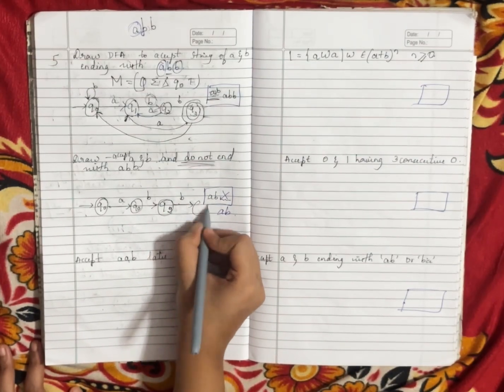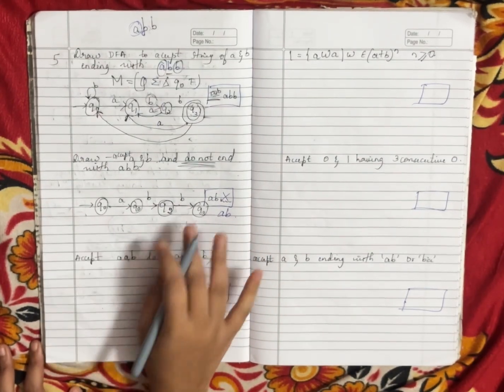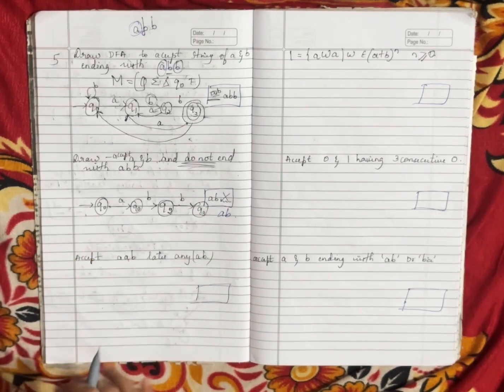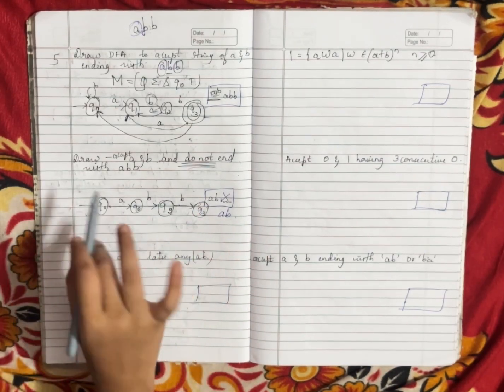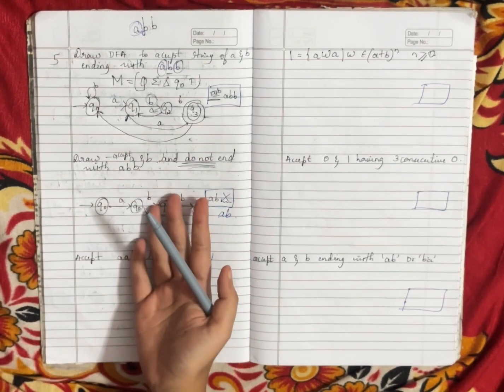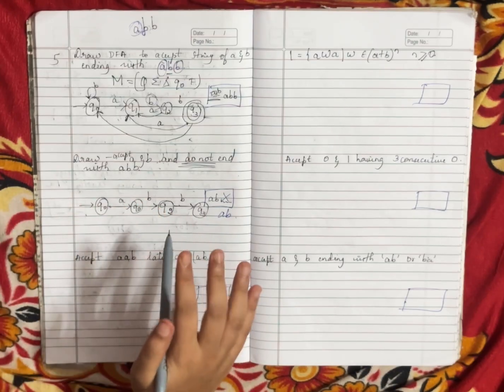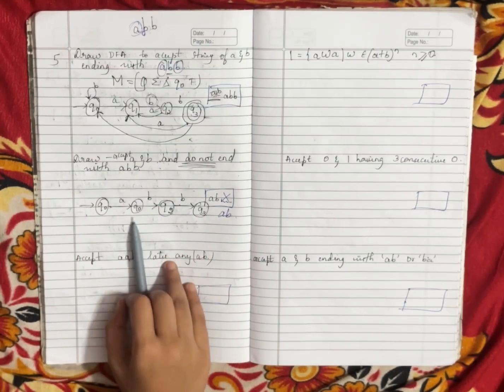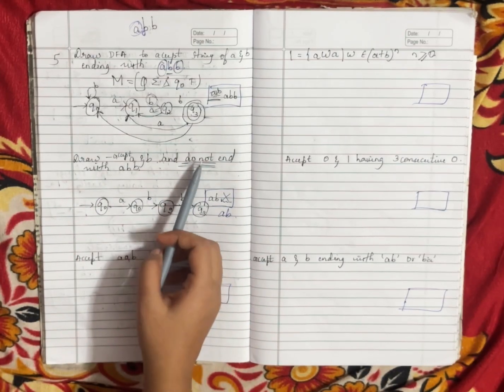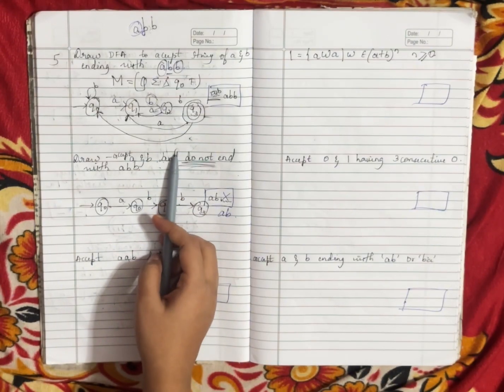Now you may ask why you have written wrong, but this is the right way. How? I'll tell you in the simple way. First of all, whatever they say, it can say it either will end with or do not end with. Write whatever is given in the question. Then we can make it as do not end with.